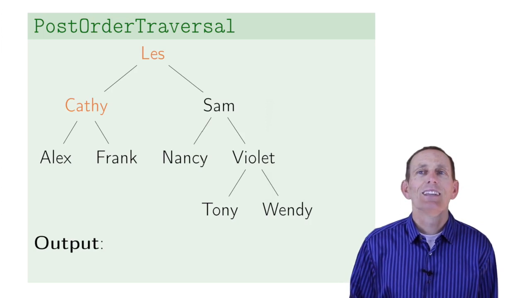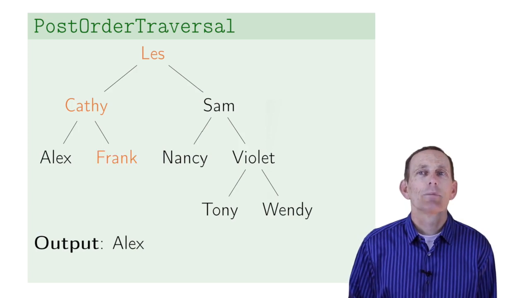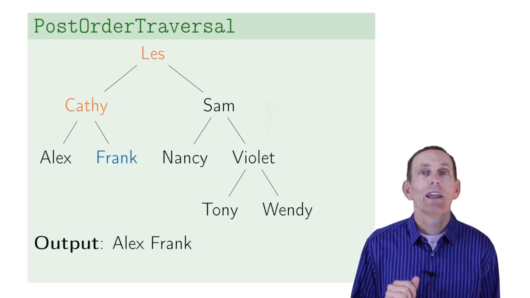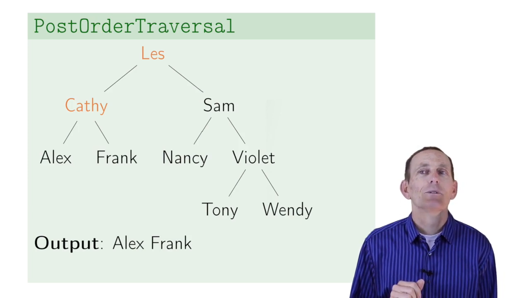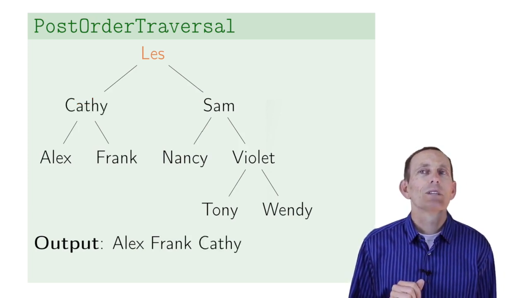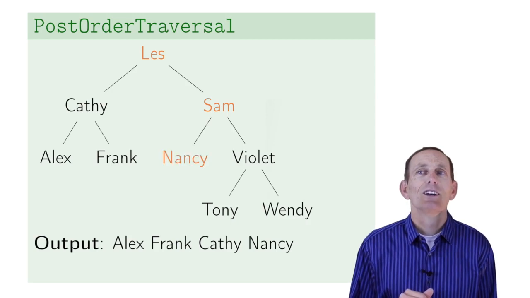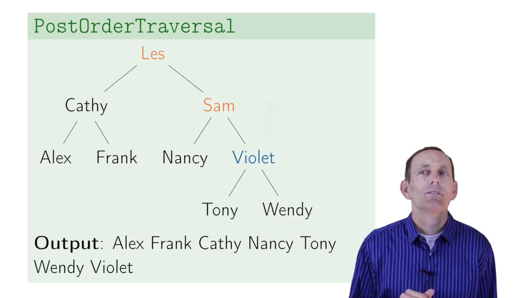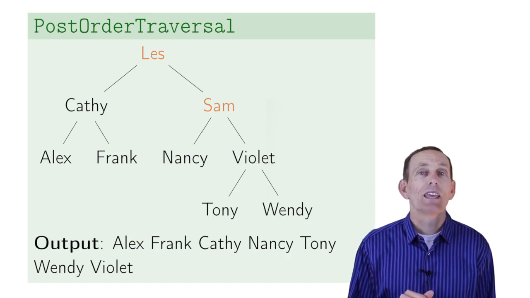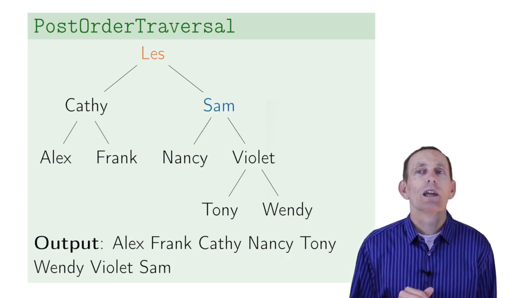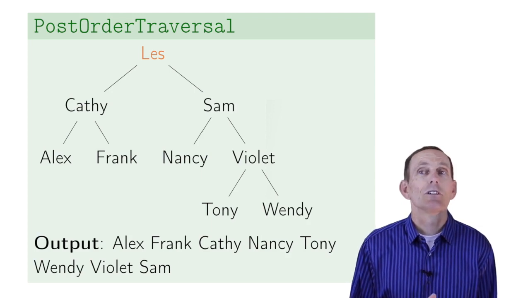So we'll visit Les, and then visit Kathy, and then Alex, and then we'll actually print out Alex. Once we're done with Alex, we'll go back up to Kathy and down to Frank, and then print out Frank. And then once we're done with both Alex and Frank, we can then print Kathy. We go back up to Les, and we now need to go deal with Les's right child, which is Sam. In order to deal with Sam, we go to Nancy, print Nancy, go back up to Sam and down to Violet, and deal with the Violet tree, which will print out Tony, and then Wendy, and then Violet. And on our way back up, then, when we get to Sam, we have finished its children, so we can print out Sam. When we get up to Les, we finished its children, so we can print out Les.